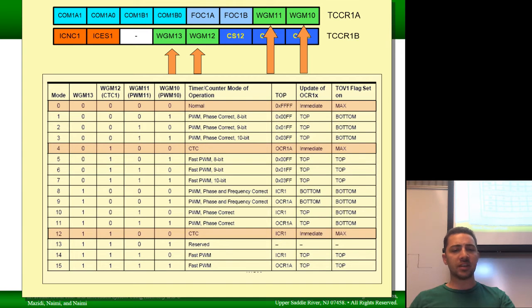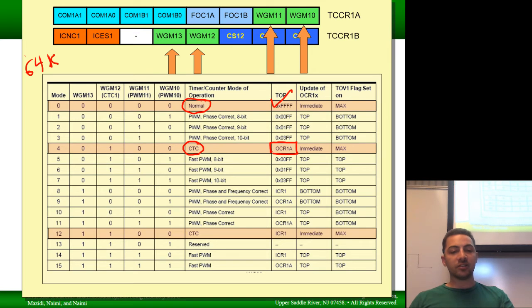Specifically, let's just look at these. The ones we've talked about already, normal mode and CTC mode. Normal mode always counts up to the top value of all ones. Because it's a 16-bit timer, it counts up to FFFF, or 64K. CTC mode, yeah, it's the same thing. It counts up to whatever is in the A channel register, OCR1A, because it's timer 1, 1A.